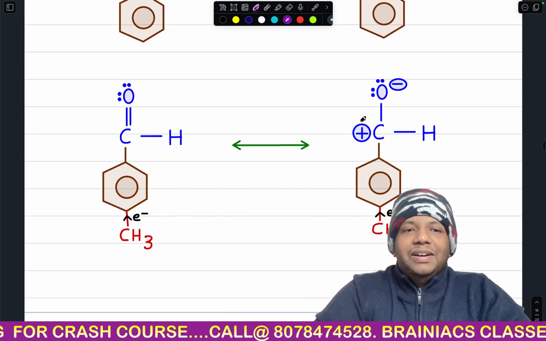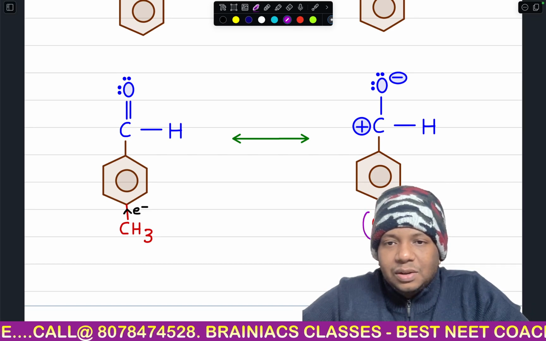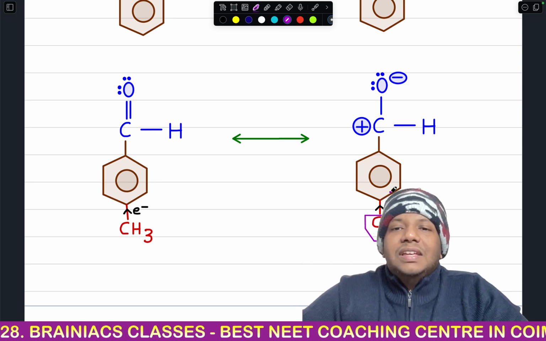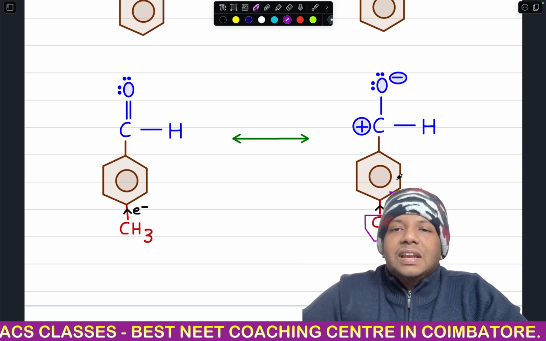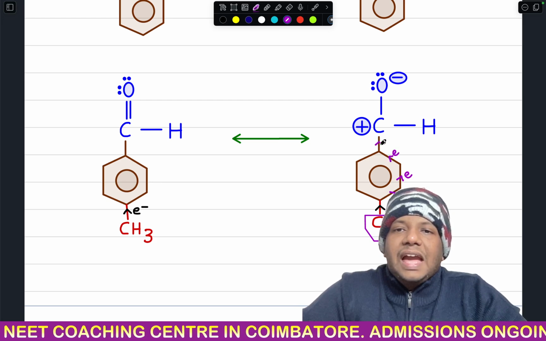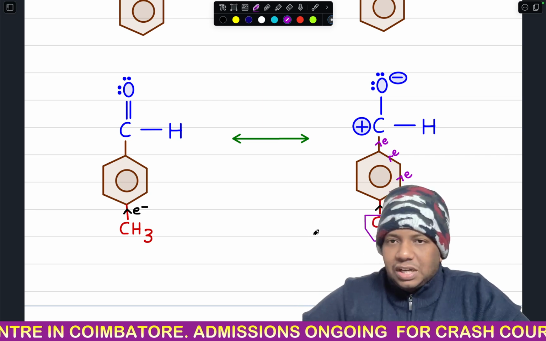And in the third one, you can see a CH3 group is connected here. So what will happen, sir? The CH3 group has a plus I effect. So it will donate its electron through the sigma bond. It is coming like this, you can see, and electrons will reach here and decrease the magnitude of the positive charge.